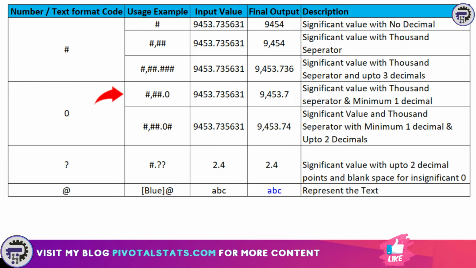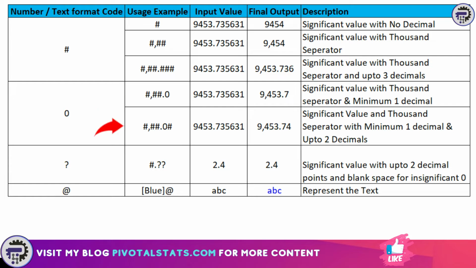So now comes the next number or text code, which is 0, right? In general cases, you want to use 0 when you want to fix the number of decimal points that you want to show in your data, right? So in the first example for 0, I have asked Excel to give me only one decimal value for the entire number. So pound, comma, pound is for significant values, and then dot 0 signifies that I only want numbers till one decimal value, right? So that's why the output is 9453.7.